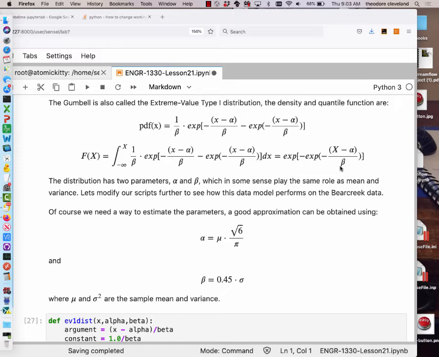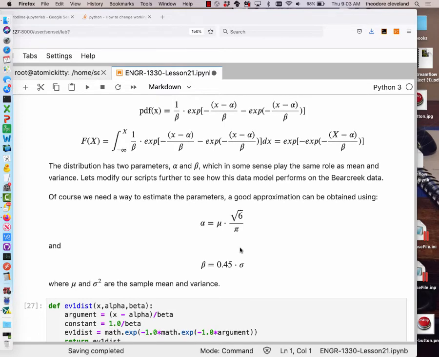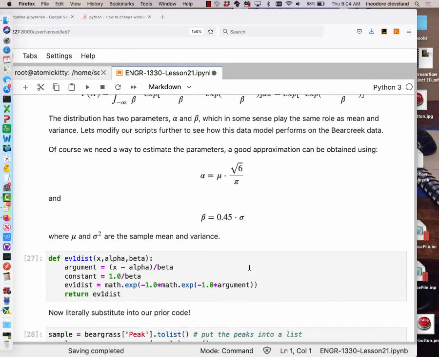But it turns out if you can do nonlinear algebra and all that good stuff, you can come up with an approximation: alpha is equal to the mean times the square root of 6 divided by pi. I shudder to think of how many hours were spent pulling transcendental functions out of their datum until they came up with that. And beta is 0.45 times alpha, where mu and sigma squared are the sample mean and variance.